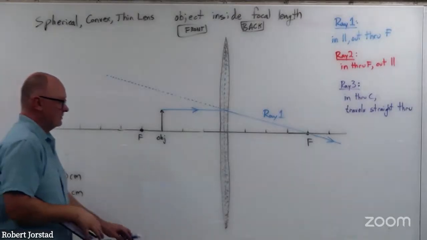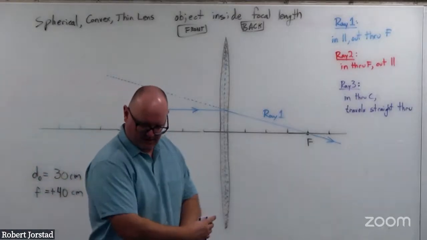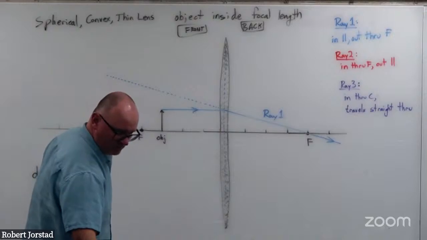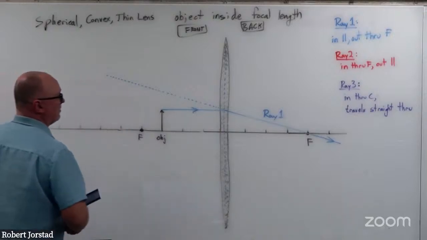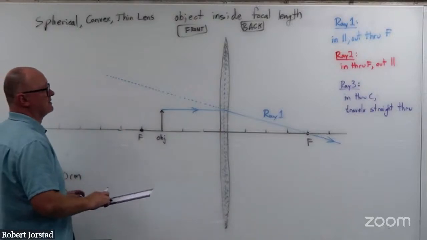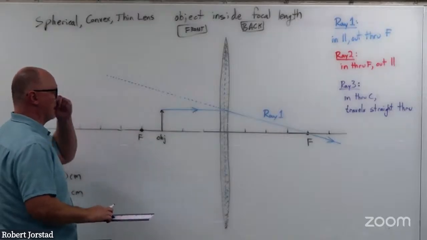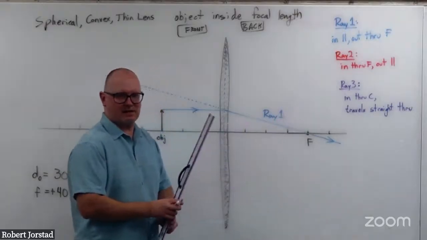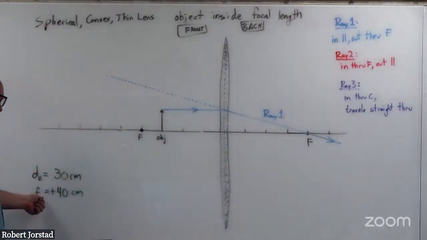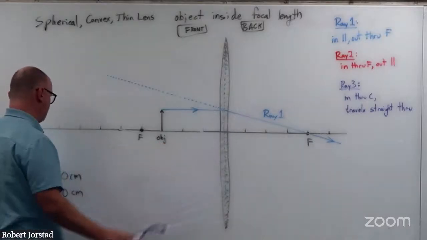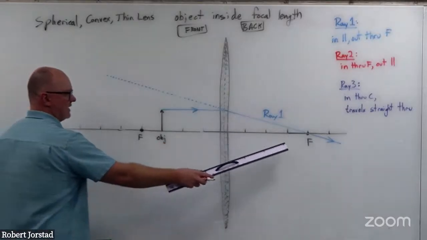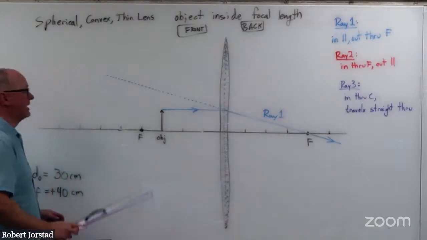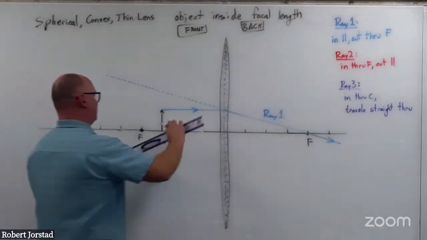Ray 2. Pause the video if you want to try it. I'll do it in 3, 2, 1. In through the focal point, out parallel. So we're going to use the other focal point, right? Ray 1 uses the focal point that matches the sign. So for a lens, the backside's positive. Ray 1 uses the positive side, which is the backside. Ray 2 uses the other focal point.